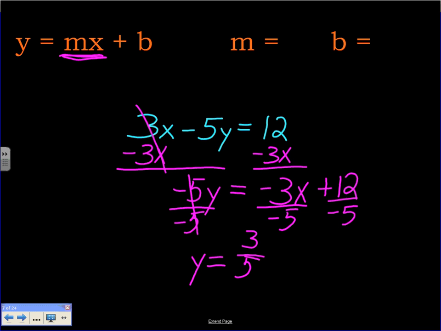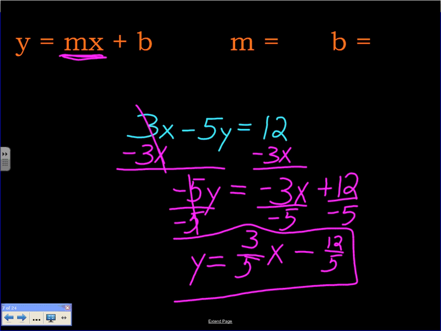3/5. You can't reduce 3 and 5. It's already in reduced form. And then we move the x off to the side. If we look, we have a positive 12 divided by negative 5. That's going to give us a negative. And 12 divided by 5, those numbers do not reduce. So we are left with this equation.